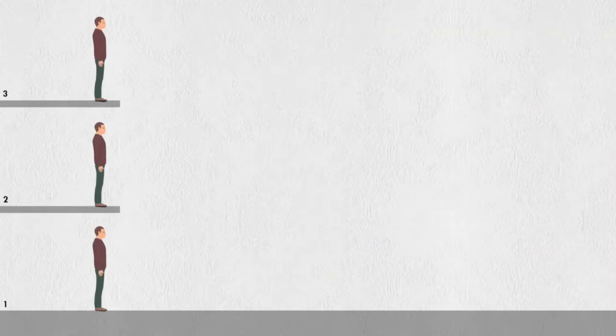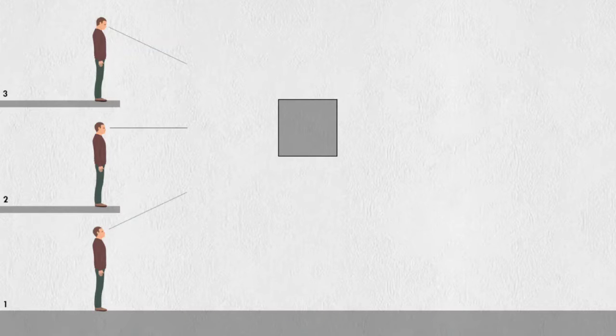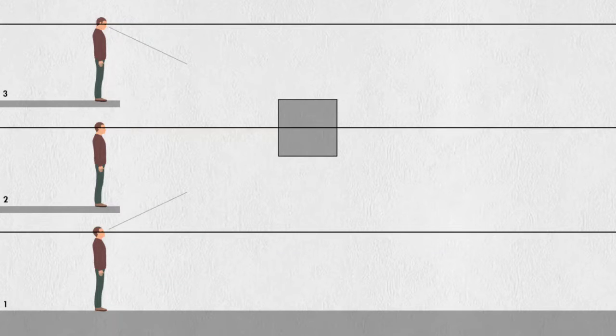Now let's view these guys on a side view. They are all looking directly forward at the moment, but let's say that there is this floating cube in front of them. Now it's directly in front of number 2, but number 1 and 3 will tilt their head to look towards it. Does this change their eye level? No, it only changes their line of sight. Their eye level still remains the same because they are at the same level.